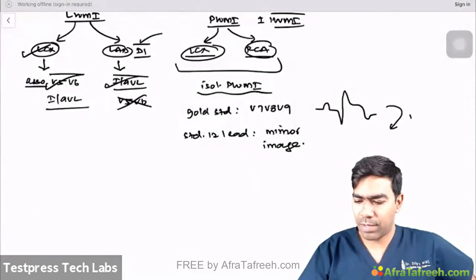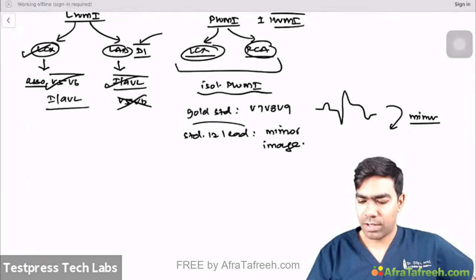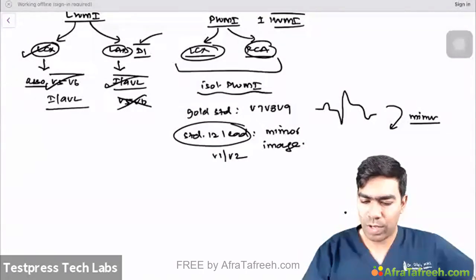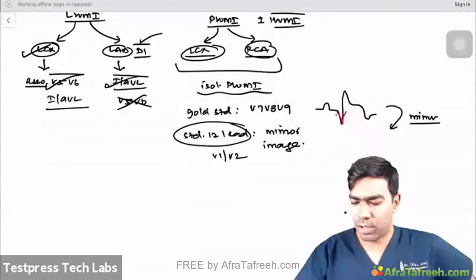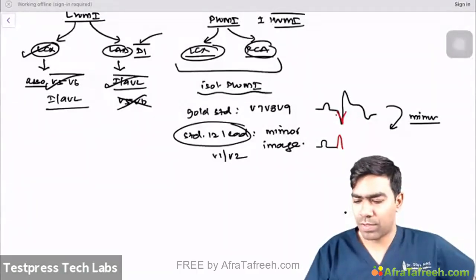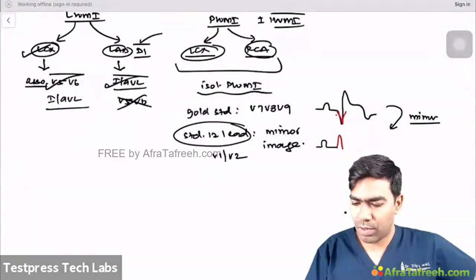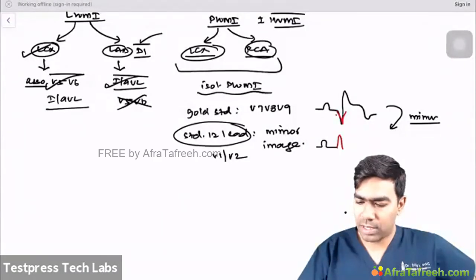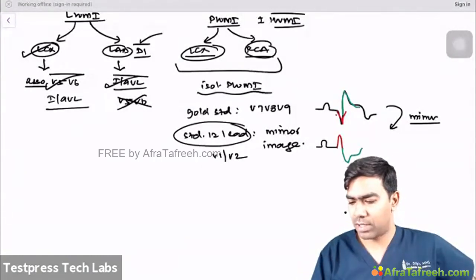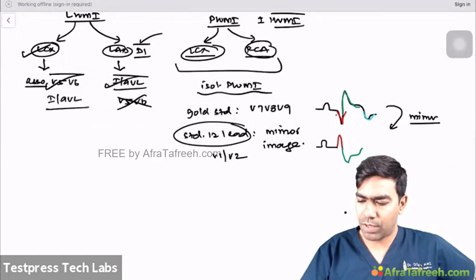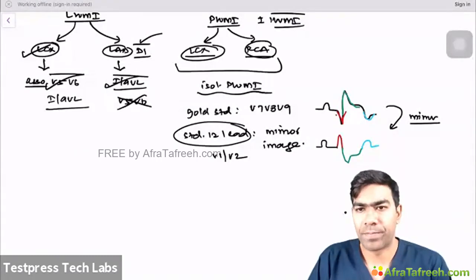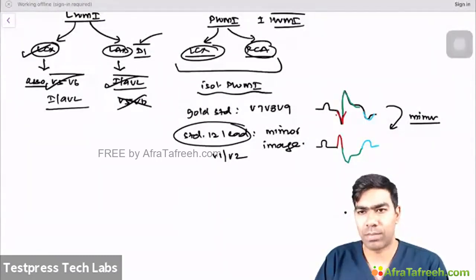So this exact mirror image is what you're going to see in the standard 12 lead ECG in V1, V2. In V1, V2, this Q wave is going to get flipped to become an R wave. Let me draw the P wave here. The P wave will be the same. This Q wave is going to get flipped as an R wave in V1, V2. This ST elevation will become an ST depression. And this T wave inversion will become an upright T wave. This is what you're going to see in V1, V2, the same mirror image concept as reciprocal leads.